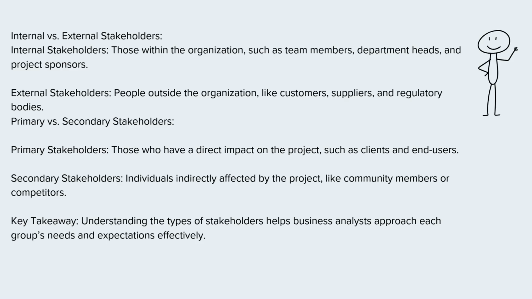An internal stakeholder is those within the organization, such as team members, department heads, and project sponsors. External stakeholders are people outside the organization, like customers, suppliers, and regulatory bodies. And then you have your primary stakeholders, that have a direct impact on the project, such as clients and end users. And then those individuals indirectly affected by the project, like community members or competitors.